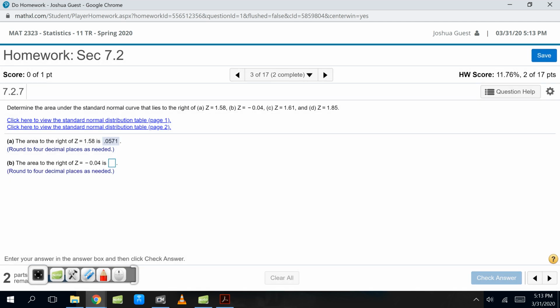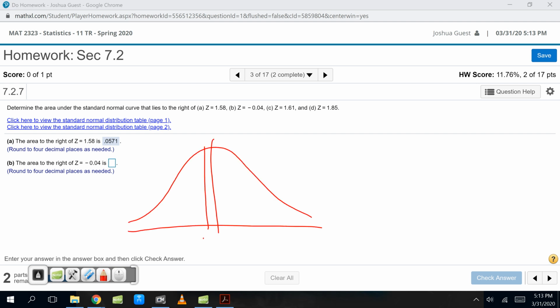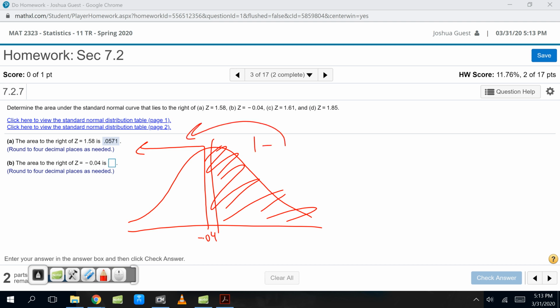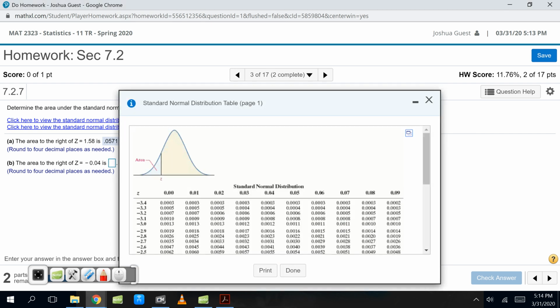Fantastic. To the right of negative 0.04. So again, we're going to have our curve here, right? And negative 0.04 is right here, just barely, and it's to the right of it. So it's going to be a little bit bigger than a half. So we're going to find this value from the table, and then we're going to do 1 minus whatever we got right there. So it's a negative value.